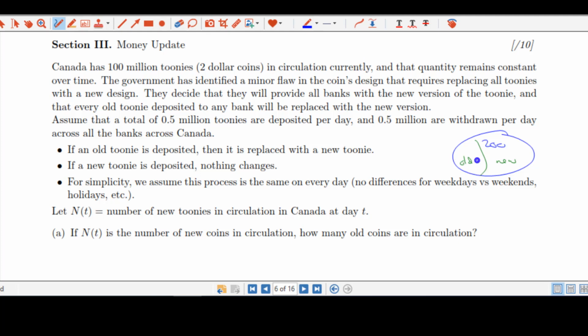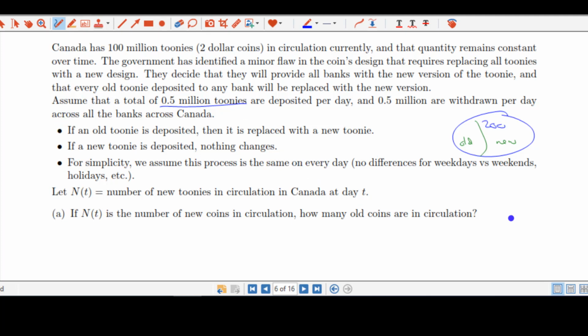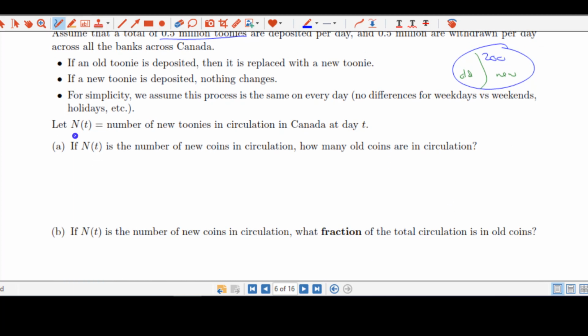Now, what we have originally is a bunch of old coins, all of them being the old design, and then gradually as toonies are deposited at the bank, the bank replaces any old coins they get with the new version. I would say the major tip in this question is just not to overthink it. Because this is a new model, the question walks you through the stages. So we define n as the number of new toonies in circulation at a certain day t.